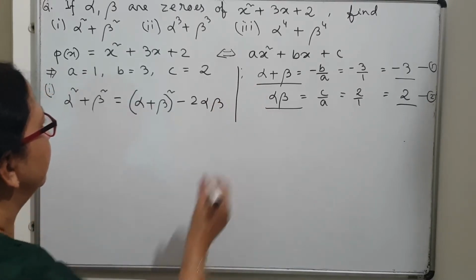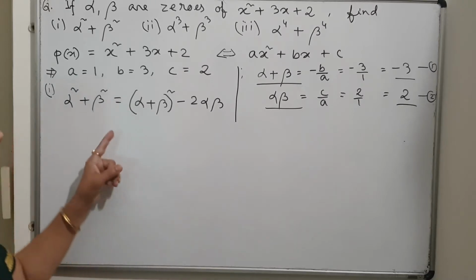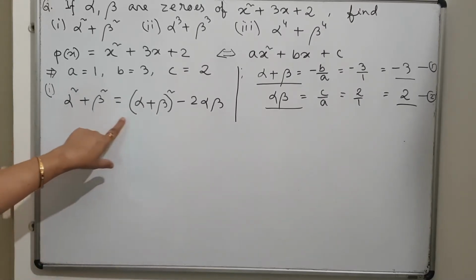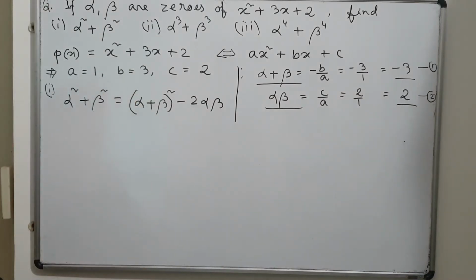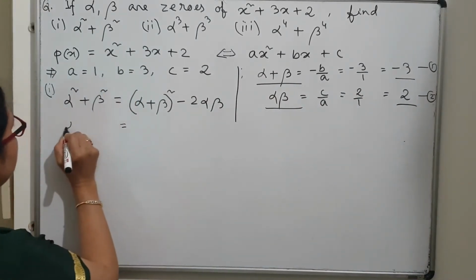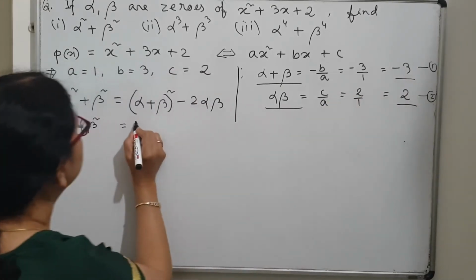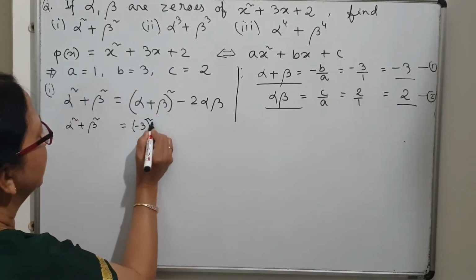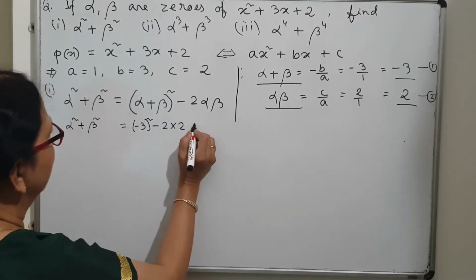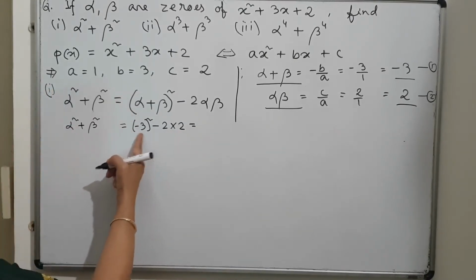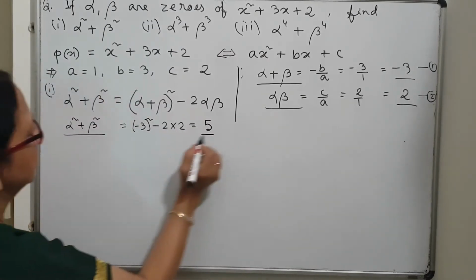This you know is the first identity in algebraic identities. So I can simply put the values from equation 1 and 2. It is very easy. So alpha square plus beta square is (alpha plus beta, which is minus 3) whole square minus 2 alpha beta, which is 2. So the value is 9 minus 4, that is 5. So this is the answer.